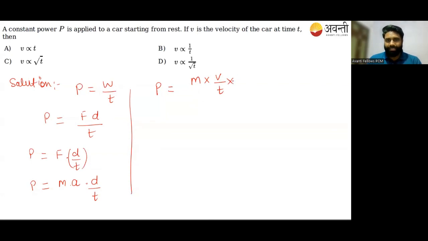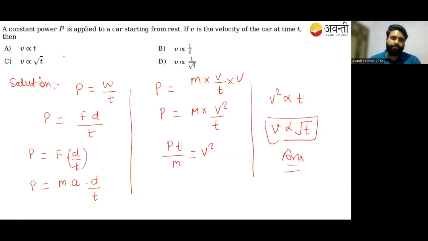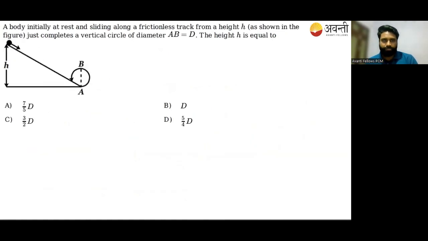Now, what is the value of d by t? d by t is the displacement per unit time, which also gives you the velocity. So P here is mass into velocity square divided by time. So from here you can say P times t divided by m is v square. So v square is directly proportional to t, which means v is directly proportional to the square root of t. This is the correct option, option C. It's a very simple question.